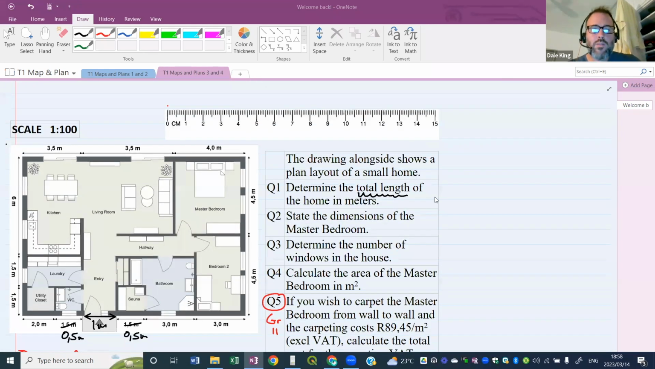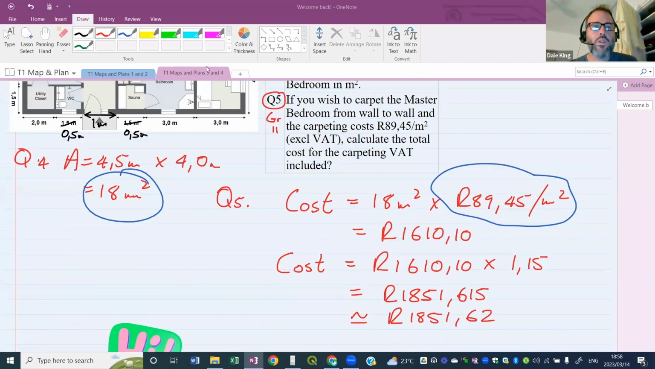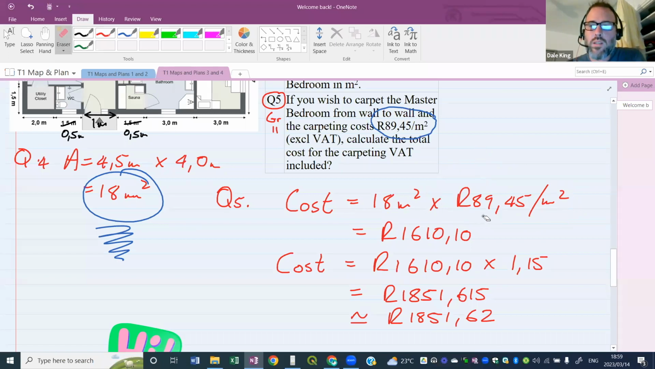Okay, well done, Nicholas. All right, let's go over it again. Okay, so let's have a look at the question. This value in the question, this 89.45, is 89.45 per square meter. And we worked out that there are 18 square meters in this bedroom. So each square meter must cost 89.45. So we multiply those two together, as we did here in the top line: 18 meters squared times 89.45, and we get a value of 1610.10. That's VAT excluding.